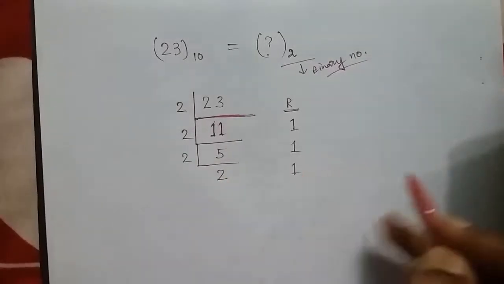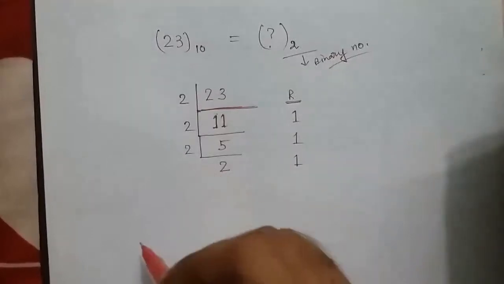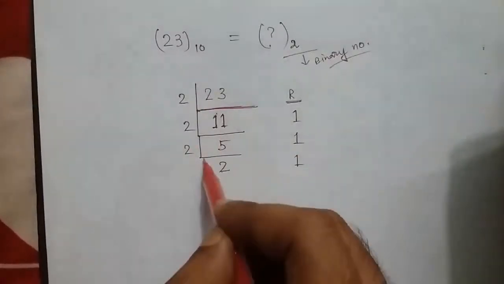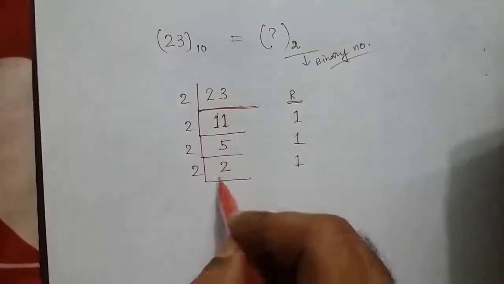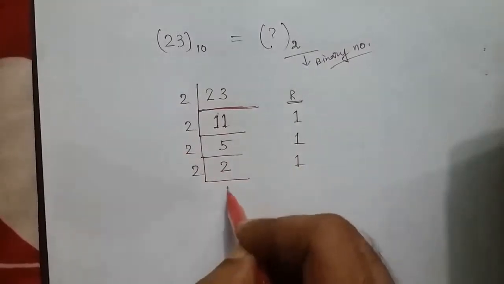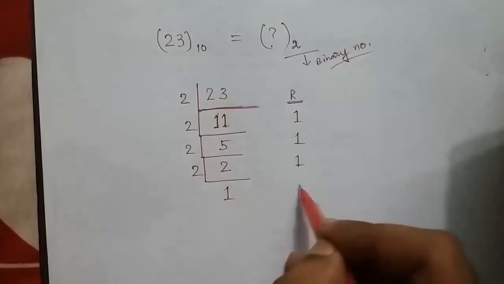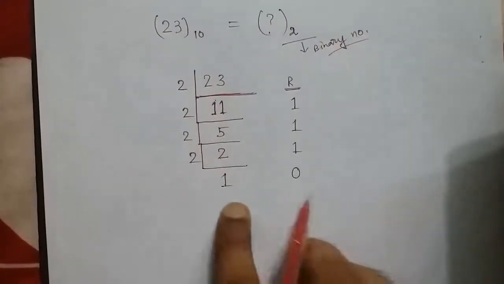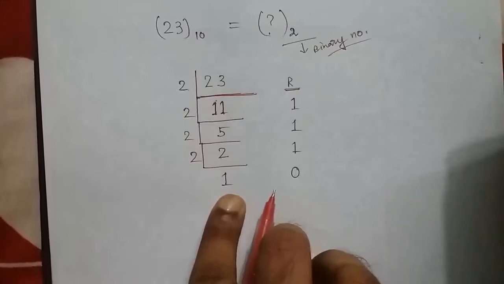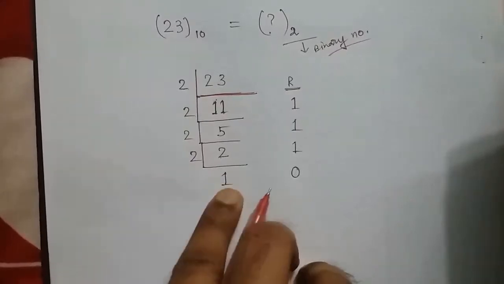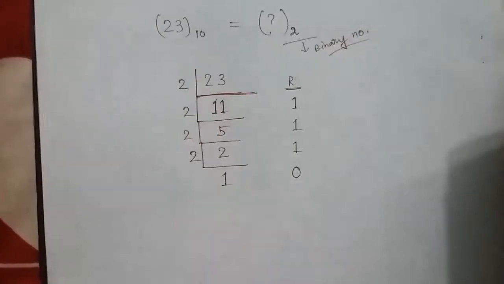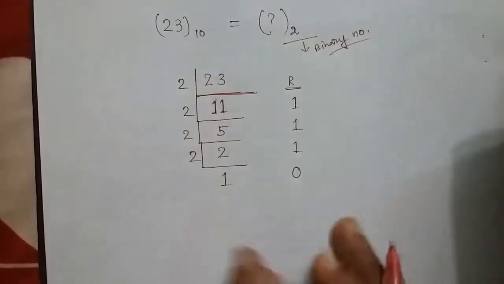Again remainder is 1. Now 2 is equal to 2, not less than 2. That's why the division process will continue. So 2 ones are 2 and the remainder is 0. Now you can see the quotient here we have got is 1, which is less than 2. So the division process is now terminated.